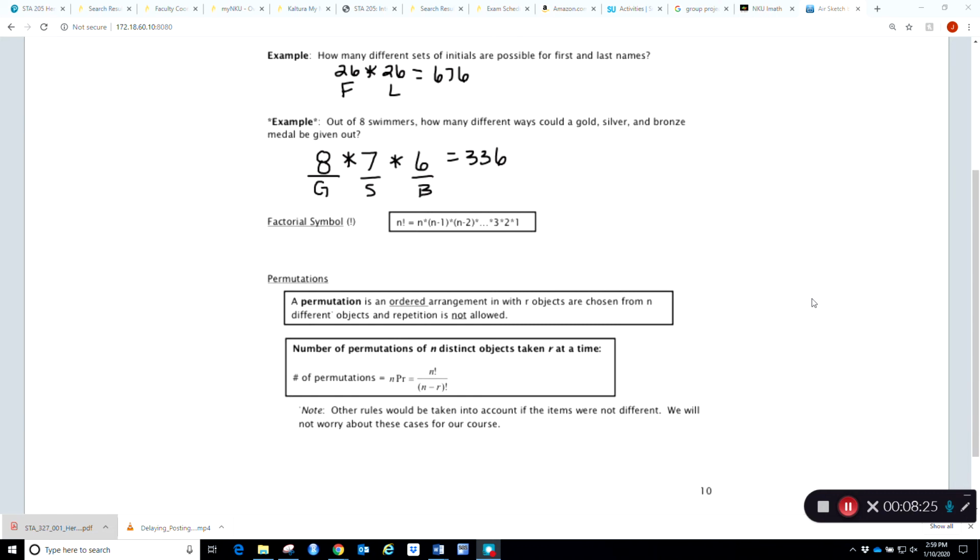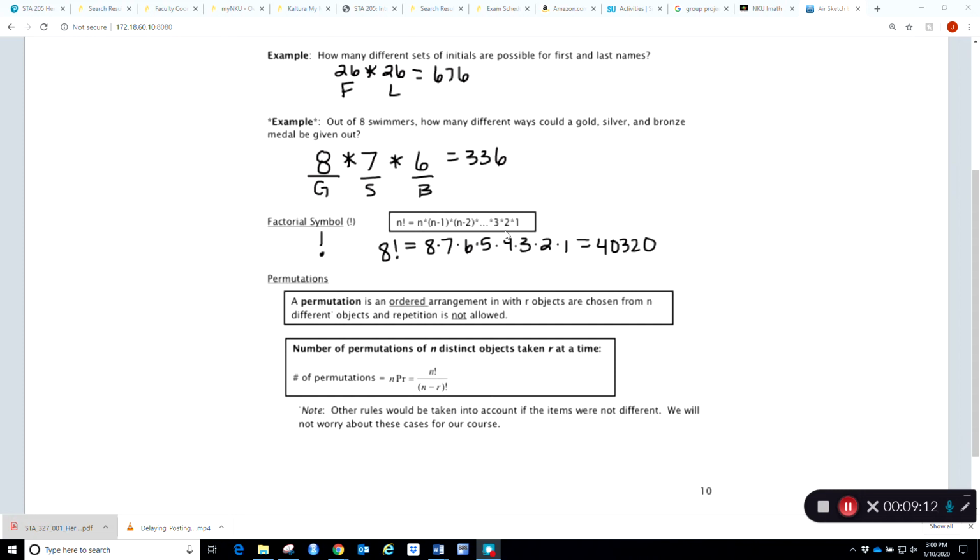Next, we're going to be talking about permutations and combinations. So in order to understand those, one of the first things we have to talk about is this factorial symbol, or when you see this exclamation point. So when you see n factorial, where n is a number, you take n times n minus 1 times n minus 2 and keep doing that until you get times 3 times 2 times 1. So for example, if you're trying to find 8 factorial, you're going to take 8 times 7 times 6 times 5 times 4 times 3 times 2 times 1.